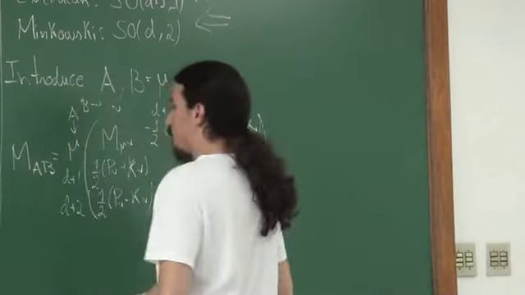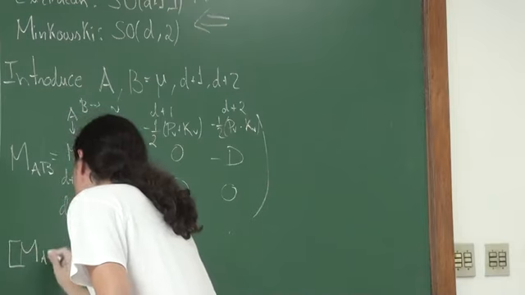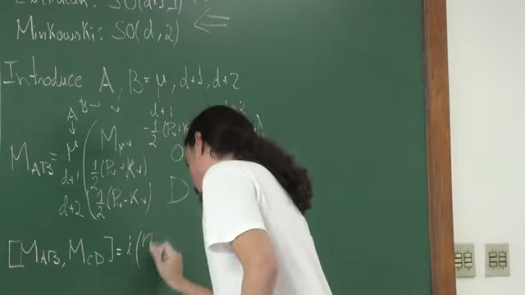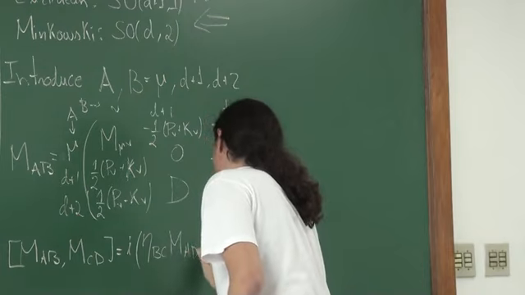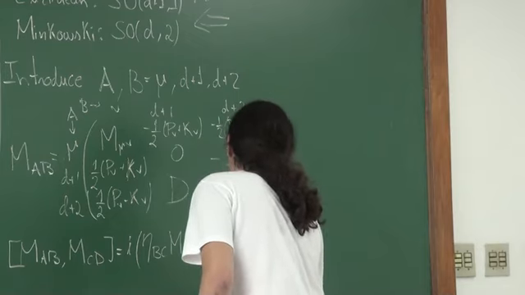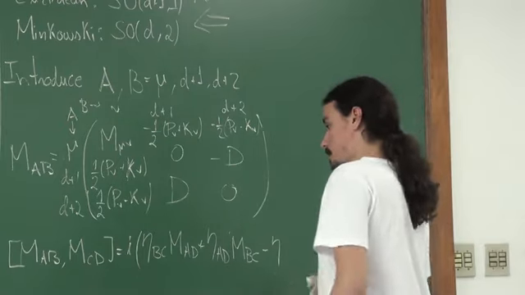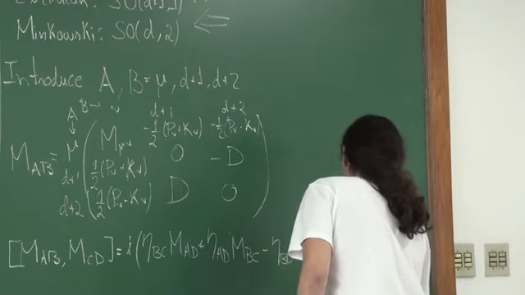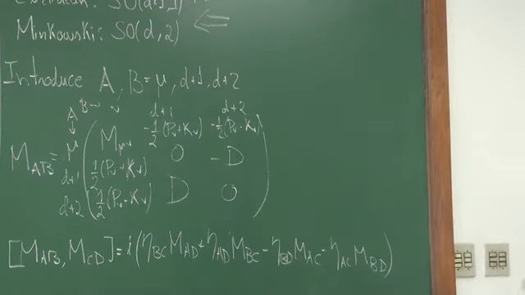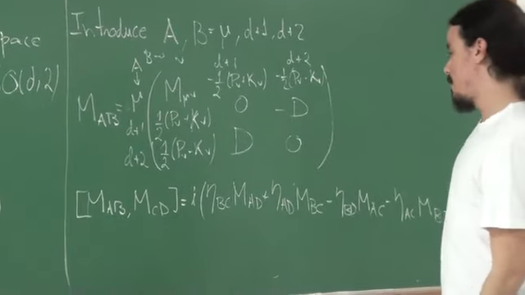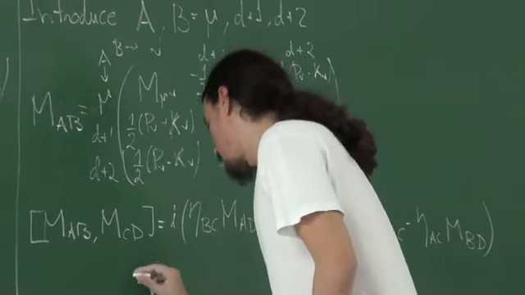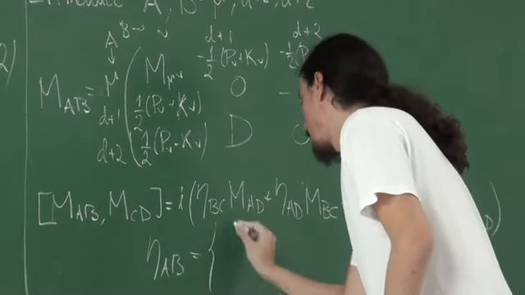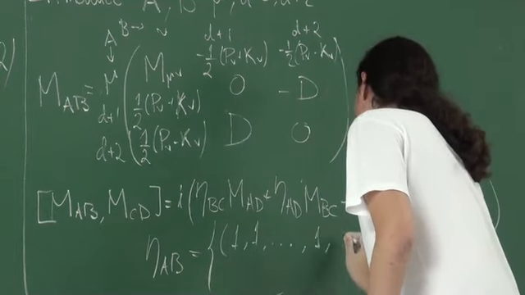Let me see if I get this right this time. From this we can just compute the commutator of M_AB with M_CD, and you find that it is eta_BC M_AD plus eta_AD M_BC minus eta_BD M_AC minus eta_AC M_BD. Okay, this time I got it right. This is with this eta, the metric in this d+2 dimensional space, which is either 1, 1, and so on, 1, 1, minus 1.